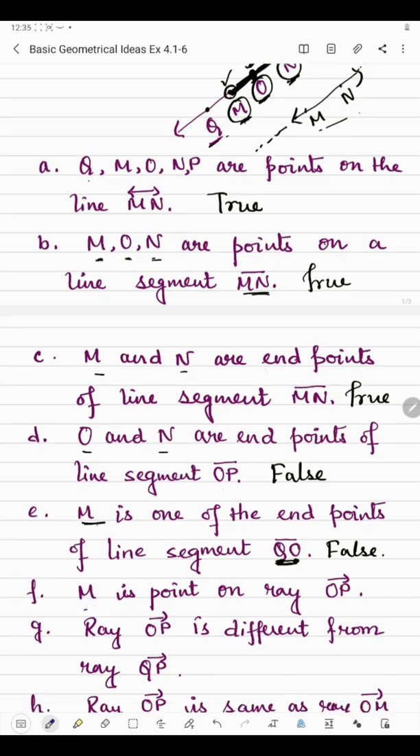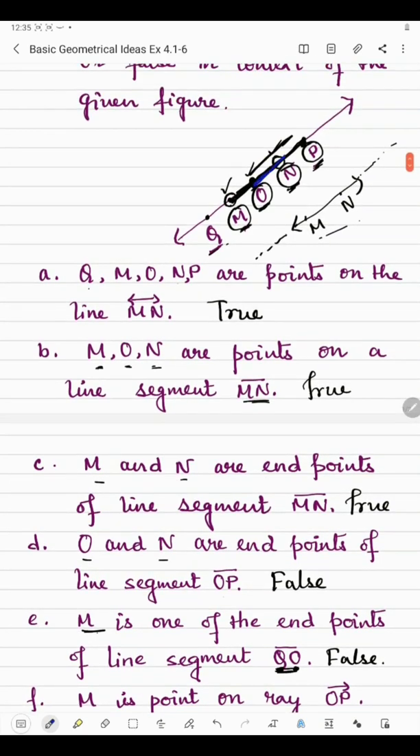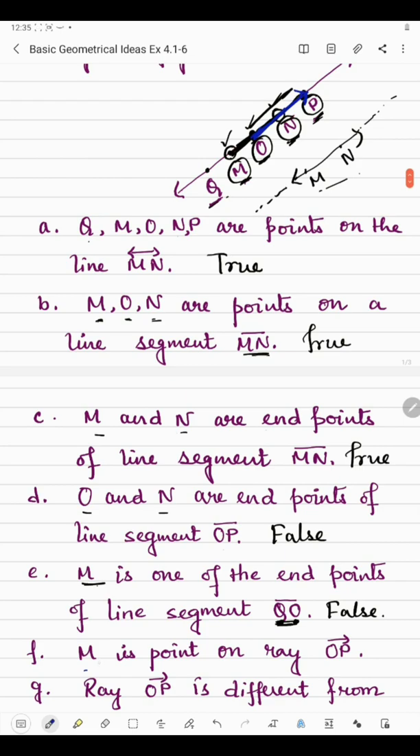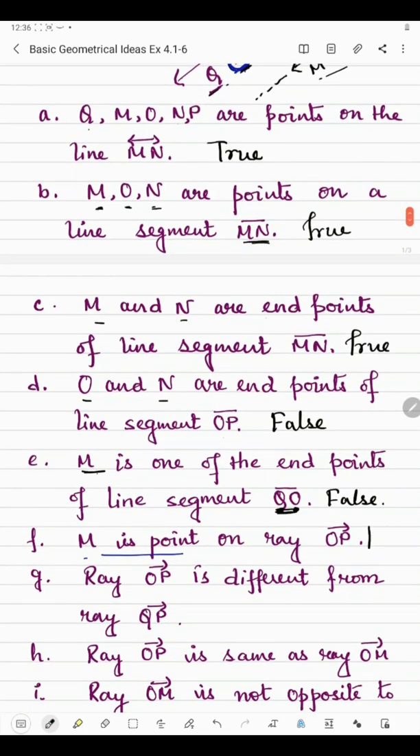Now in the next part we have M is point on ray OP. Now if you see the figure, OP here, this is the ray, right? Now what we know about a ray is that one starting point is there but no ending point, right? So here the question is M is point on ray OP. Now see, where is M? Here is M. And if it lies on this ray OP, then it can be anywhere in between on this ray OP, right? But M is here. So that means this statement is false. So we'll write false. Okay. Now coming to next part.